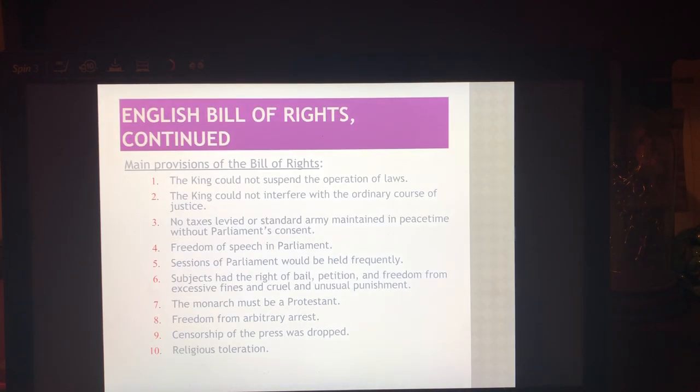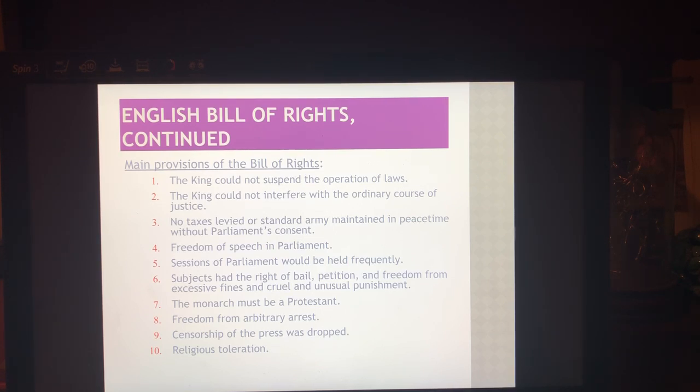So we're going to look at the English Bill of Rights. The king could not suspend operation of laws. Again, it's limiting the king's rights. The king cannot interfere in the ordinary course of justice. Again, limiting the king's rights. No taxes levied or standing army maintained in peacetime without Parliament's consent. Again, Parliament is given more power. There is freedom of speech in Parliament. The sessions of Parliament will be held frequently.